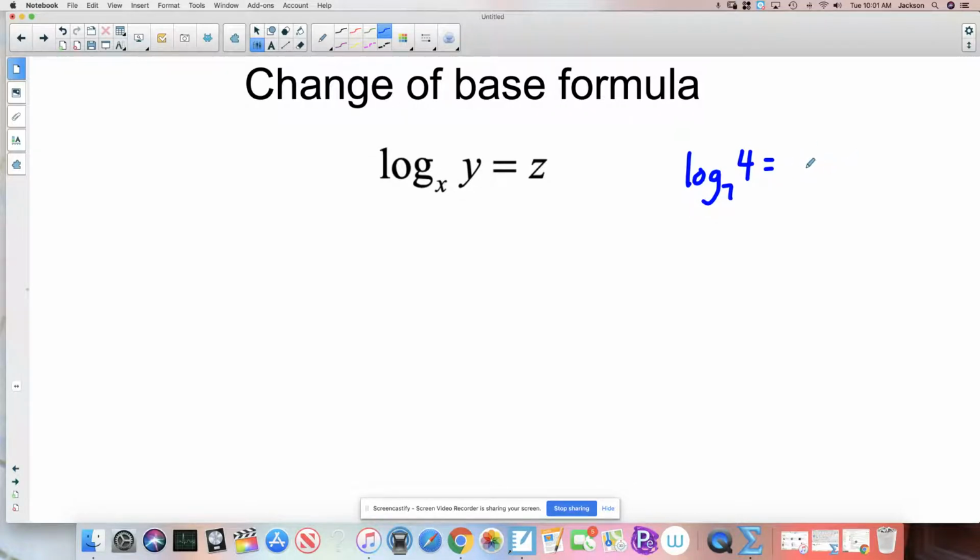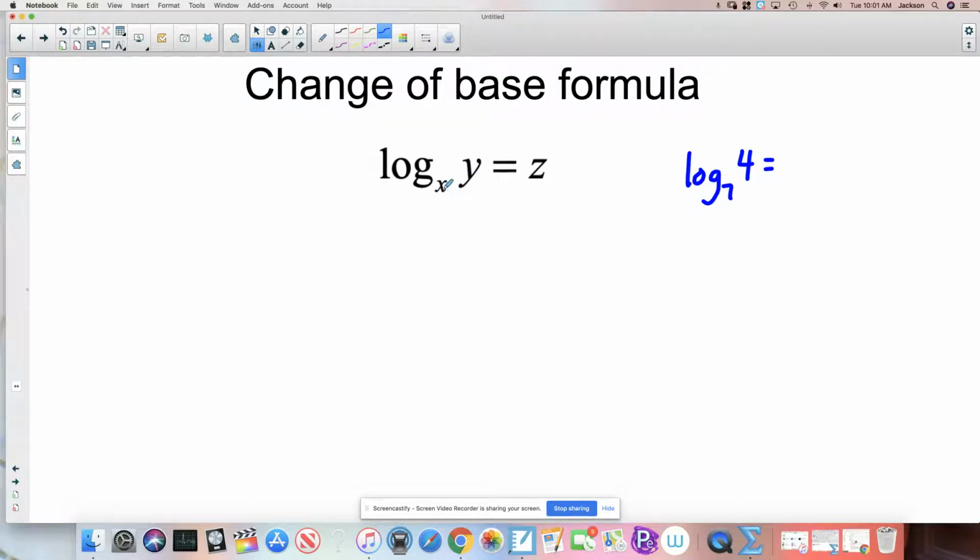So the change of base formula, for people my age and older, was the only way to calculate logarithms like this back in the day. And you'll see what I mean here in a second. And rather than just giving it to you, I think it's important to understand why this works, right? So let's start by looking at just a basic logarithm like this.